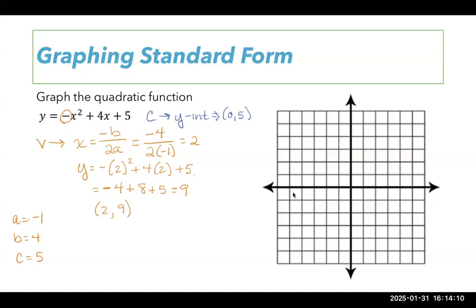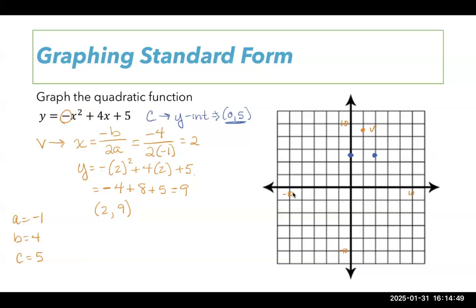So again, with a number like 9, we probably want to go with a scale of 2. So I'm going to label to show that I'm using a scale of 2. And if I go to the point 2, 9, that's going to be right there. That's my vertex. I know already that I have a y-intercept at 5. So 5 is going to be right there. Using symmetry through the axis of symmetry, I know then I have another point that's going to be right there.